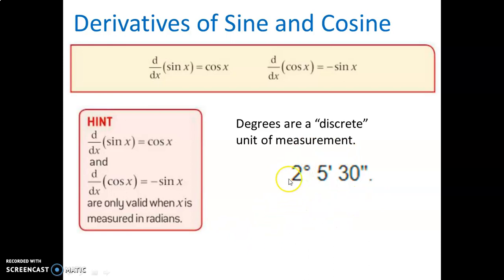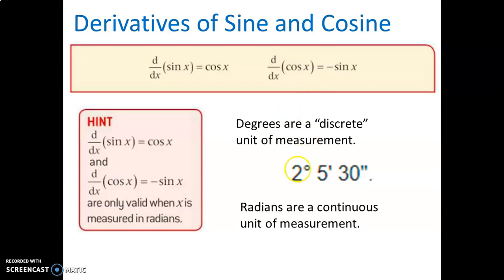So degrees are a discrete unit of measure. We cannot go to infinite decimal places with it. Therefore, in calculus, it's something we measure to an infinite level, right? We need continuous functions to look at calculus. So radians are a continuous unit of measure. Radians we can break down to any fraction, any irrational number. So therefore, it works out.